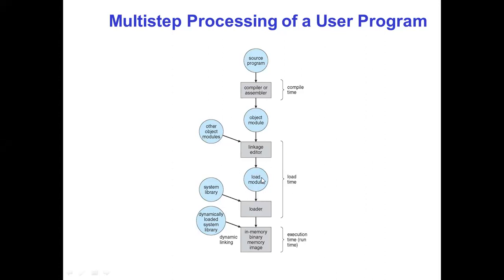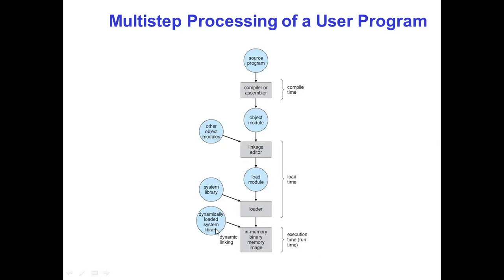So these are the various parts here. All these parts are built into the operating system. Then after the load module, here we have the system library. Then this is the loader. The loader will load your source program into memory, into the binary memory image. Sometimes we call the memory image the main memory.